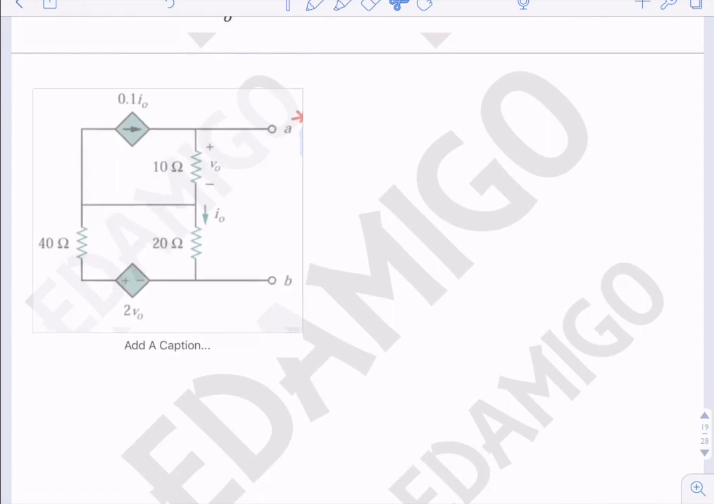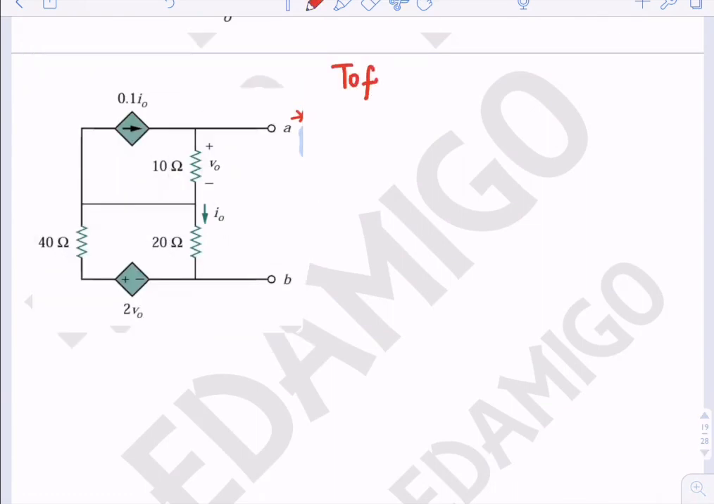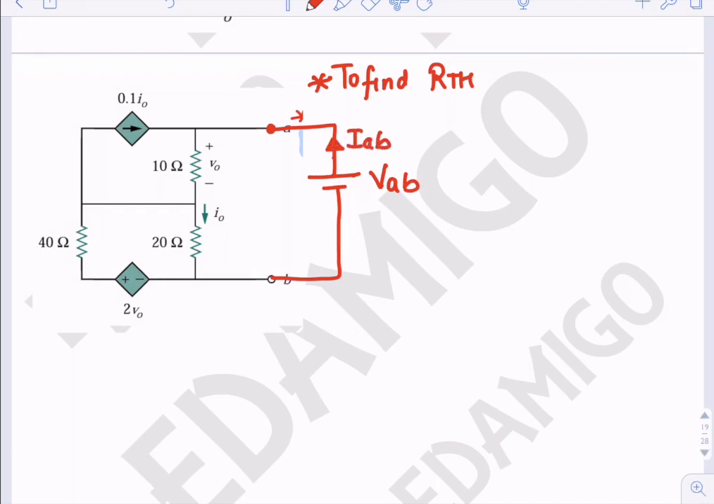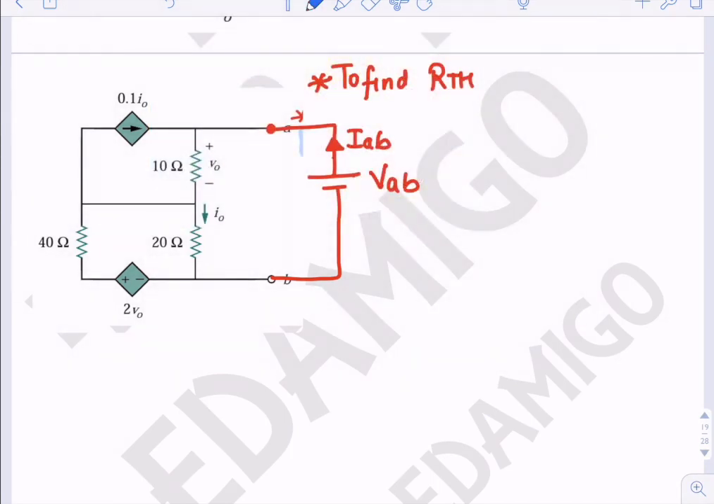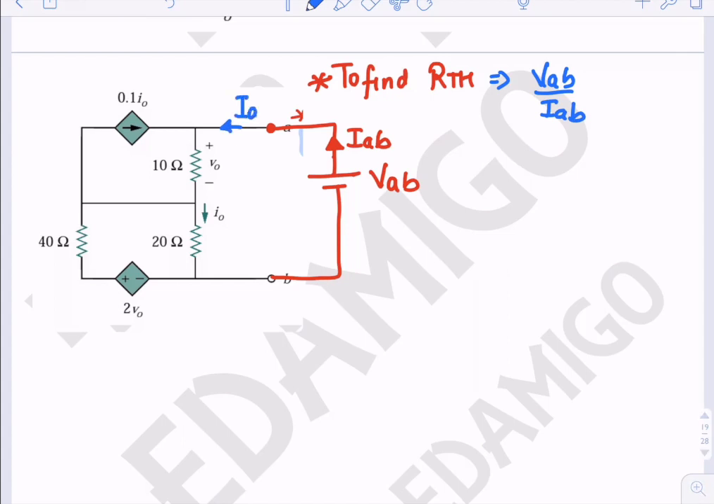Now we have to find only RTH. To find RTH we will apply a voltage VAB and assume that the current here is IAB. We have to find the ratio of VAB upon IAB to get the answer. Here the incoming current is IAB.